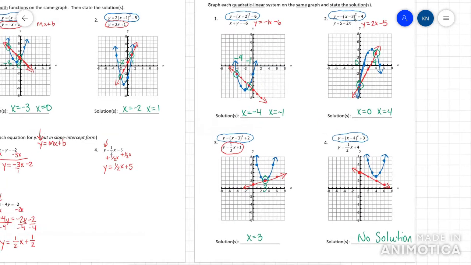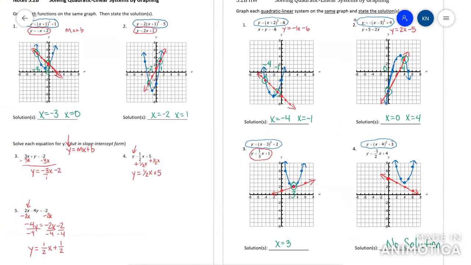So just be real accurate with your graphs if you're going to solve these graphically. Hope this video helped.